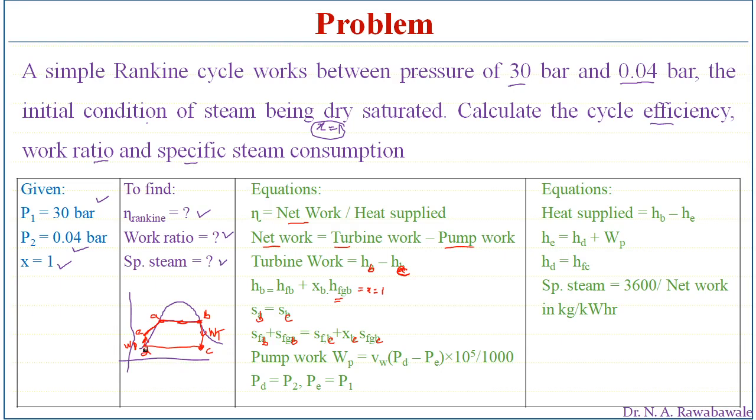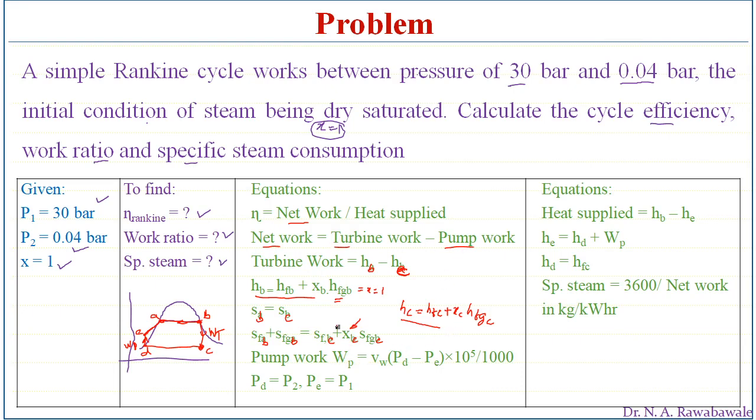The pump is doing work from D to E. From this we can find the dryness fraction at point C, and from the dryness fraction at point C the enthalpy at C can be obtained. HC is equal to HFC plus XC HFGC. So the enthalpy at point B is obtained, and here the enthalpy at point C is obtained. By knowing these, we can find the work done by the turbine. Afterwards we have to find the pump work. To find the net work, we need turbine work minus pump work.